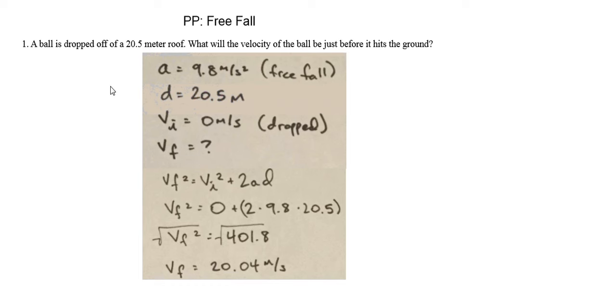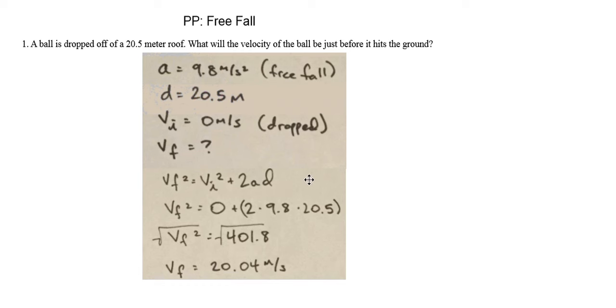So it's dropped. Even though it doesn't say the vi is 0, we should know that because it's dropped, the vi is 0. This was just like our lab. The distance is 20.5 meters, and we know that the acceleration, because it's only under the influence of gravity, is 9.8 meters per second squared. That being said, vf squared equals vi squared plus 2ad is our only option.